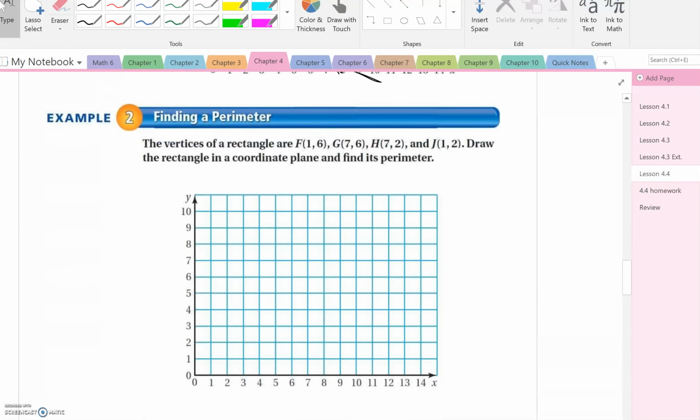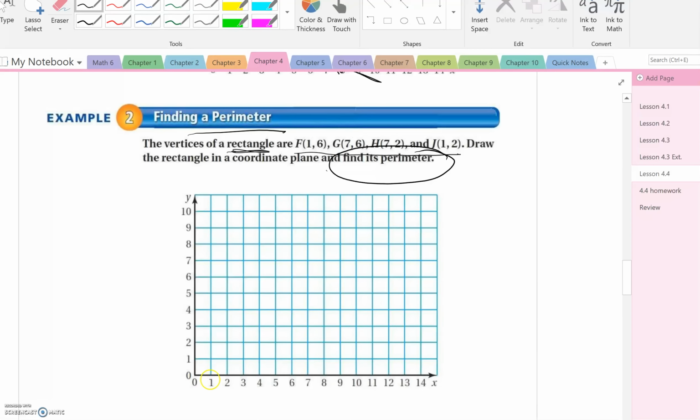All right, so next is finding the perimeter. So it's important to always read the instructions. So first it says that the vertices of the rectangle are as so. So they told you it's a rectangle. Okay, so draw the rectangle in the coordinate plane and find its perimeter. So don't just draw it and then move on. We have to find the perimeter as well.